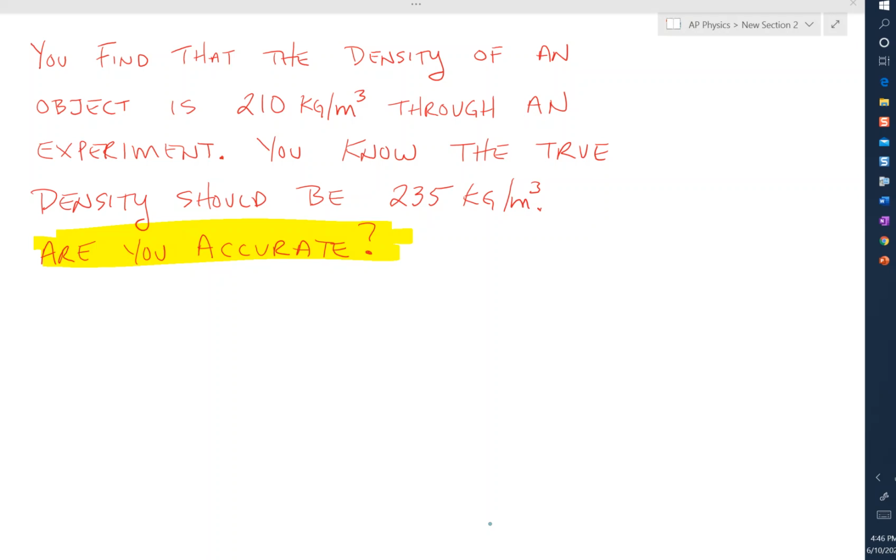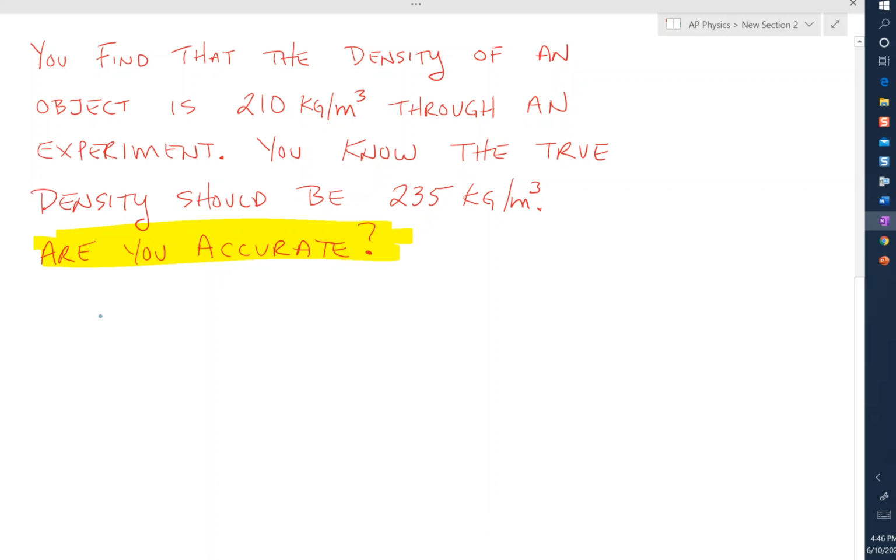So let's do it. You find that the density of an object is 210 kilograms per meter cubed through an experiment. You know the true density should be 235, so you're not right on, but you're wondering if you're considered accurate or not. So, are you accurate? We're going to find percent error.